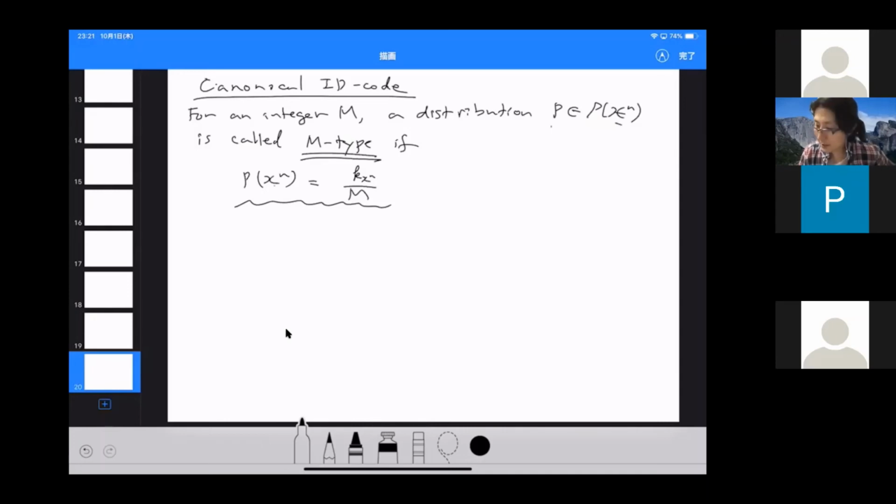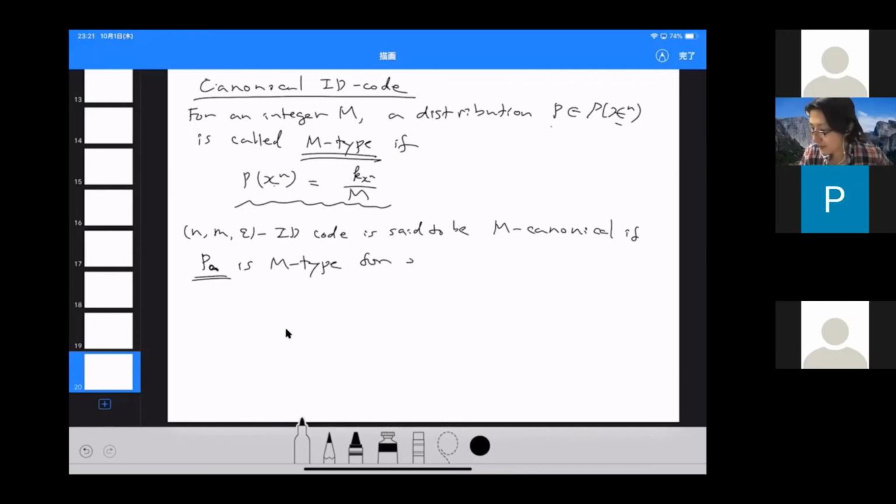Okay. And an (n, M, epsilon) ID code is said to be m-canonical if P_A, the distribution corresponding to the input A, by the way, is m-type for every message.